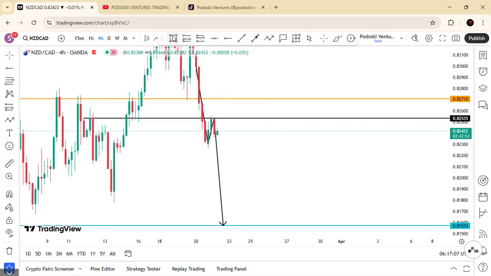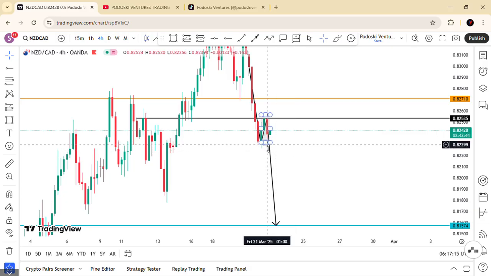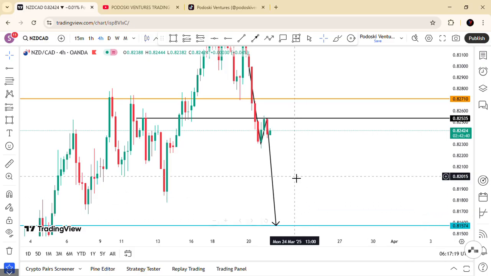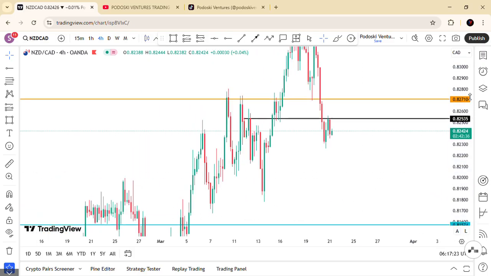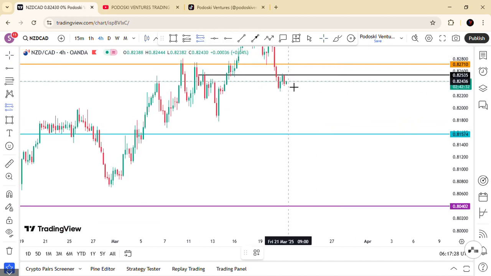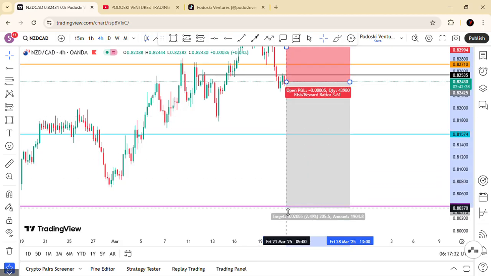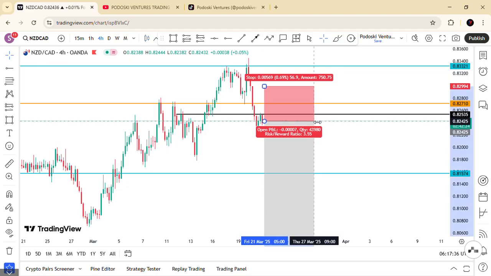I'm seeing a bearish engulfing at the 4-hour resistance. So what I'm going to do is, on NZDCAD right now, I'm going to pick my entry over here on NZDCAD, and I'll target the monthly zone.